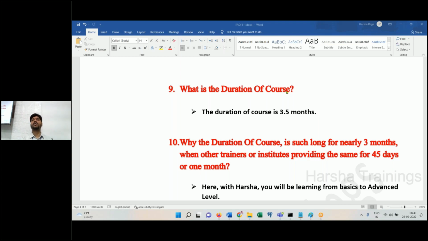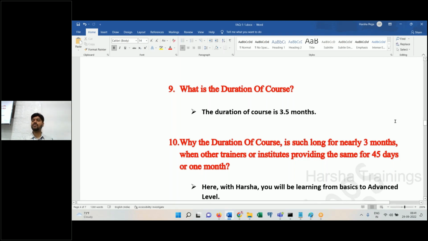And what is the duration of the course? The duration of the course is 3.5 months. Starting from tomorrow, you have to calculate, not these 3 days. You have to start counting from tomorrow.